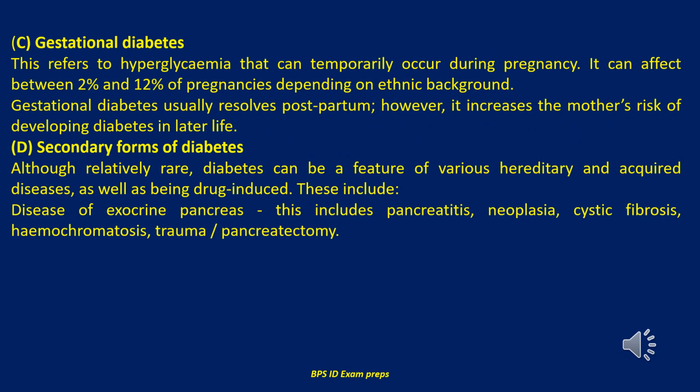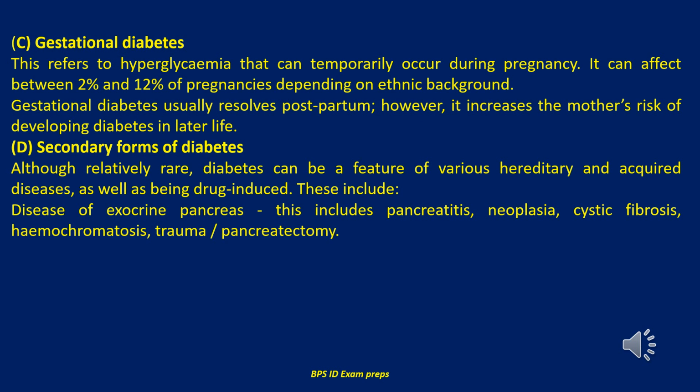Next we will talk about gestational diabetes. This refers to hyperglycemia that can temporarily occur during pregnancy. It can affect between 2% and 12% of pregnancies depending on ethnic background. Gestational diabetes usually resolves postpartum, however, it increases the mother's risk of developing diabetes in later life.